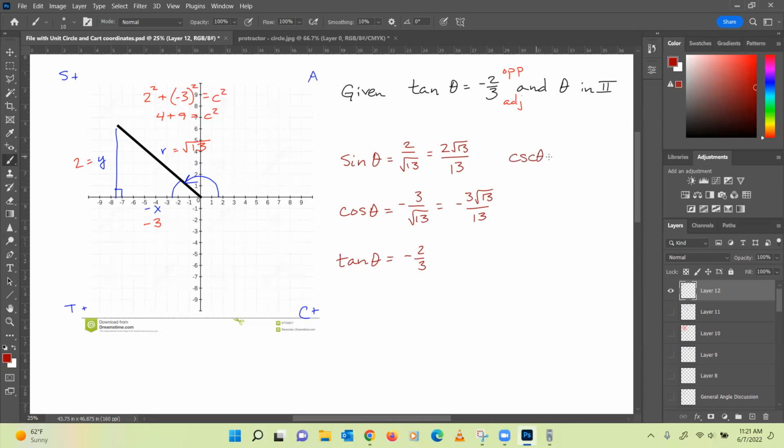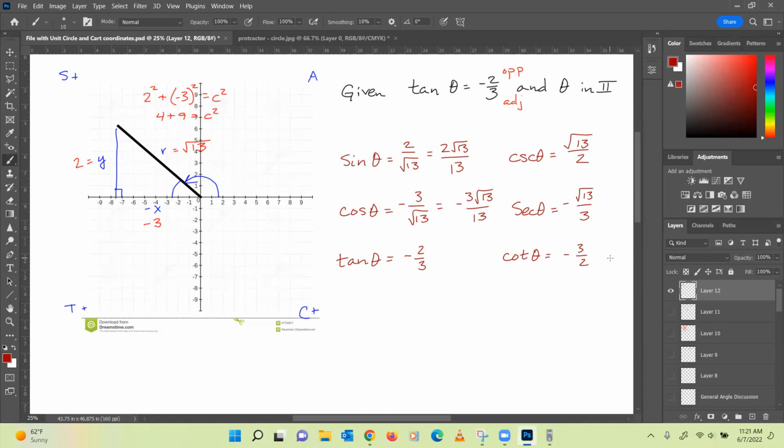Cosecant theta is simply the reciprocal of sine. So that's root 13 over 2. Notice it is also positive because we're in the second quadrant. Secant theta is simply the reciprocal of cosine. So that becomes negative root 13 over 3. And cotangent of theta is the reciprocal of tangent, so negative 3/2. We found all 6 trigonometric function values for this angle.